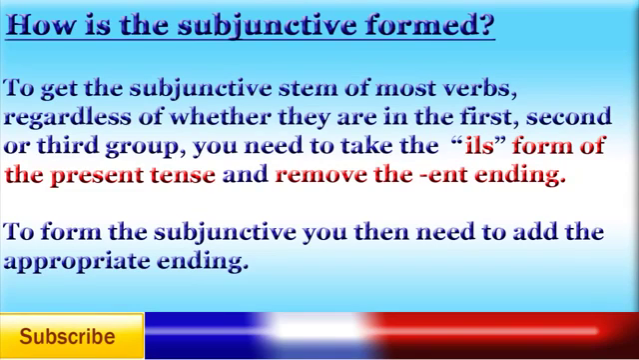To get a subjunctive stem of most verbs, regardless of whether they are in the first, second or third group, you need to take the ils form of the present tense and remove the ent ending. To form the subjunctive, you then need to add the appropriate ending to that stem.